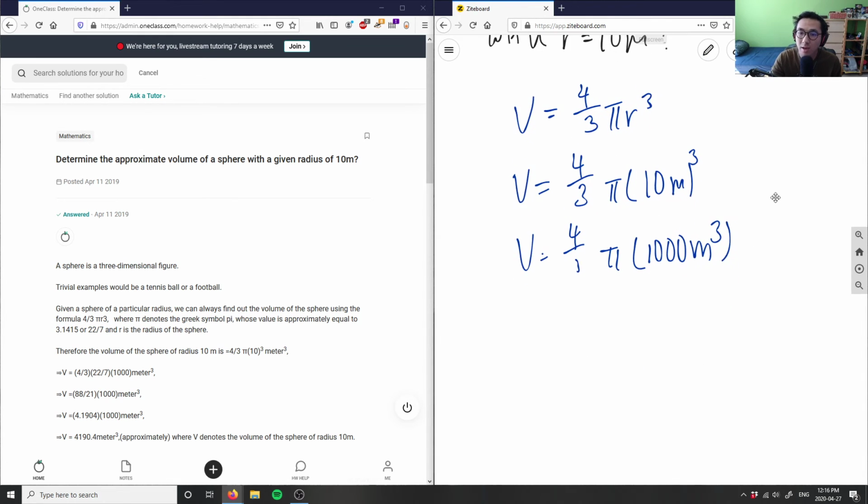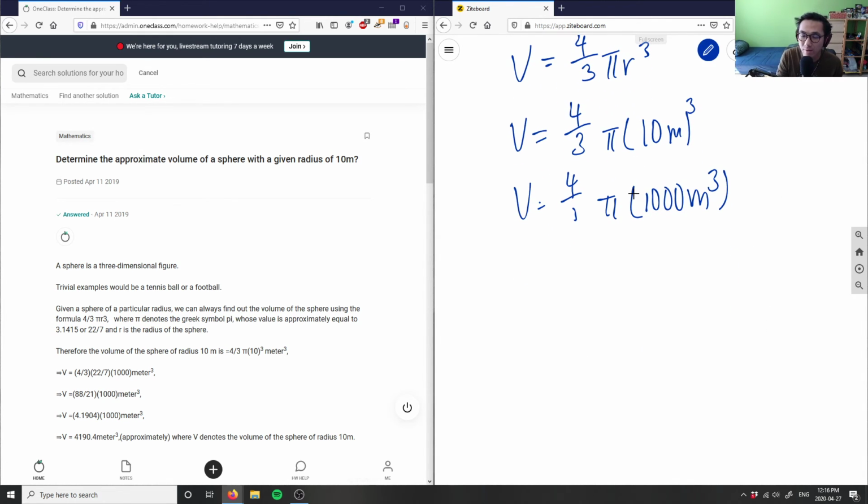And then finally, I just have to put this into my calculator, right? Again, 4 over 3 times pi times 1,000. My volume would equal, let's see, 4 over 3 times pi times 1,000. This will give me a value of 4,188.